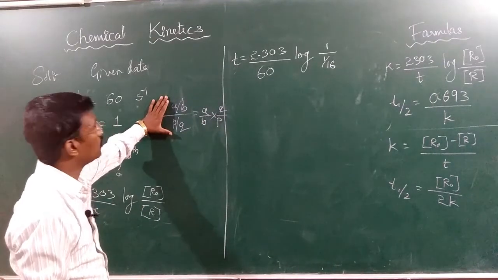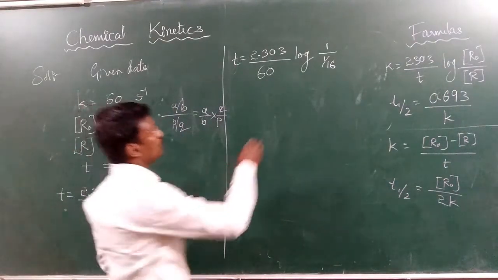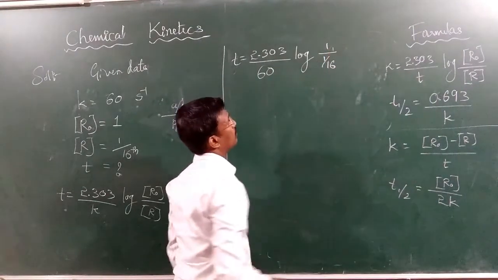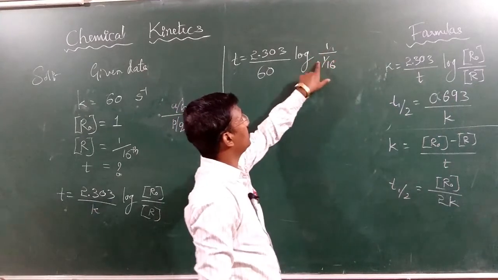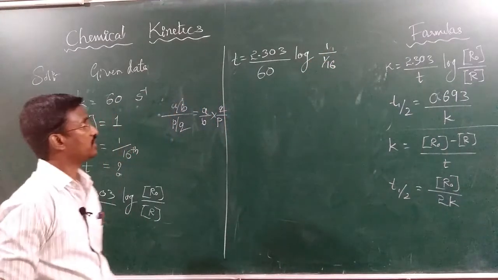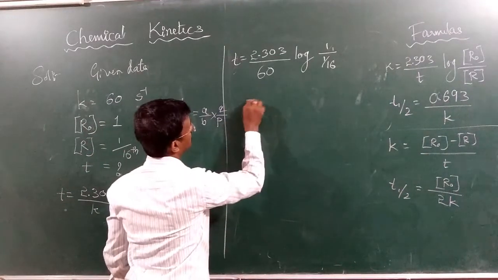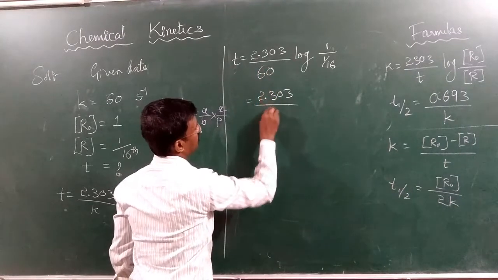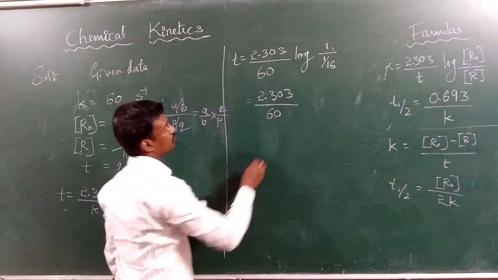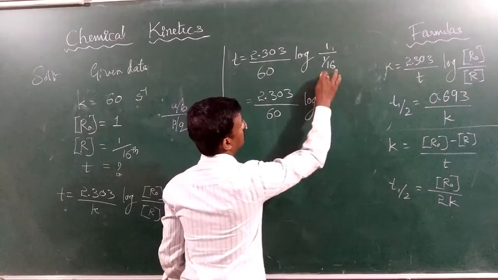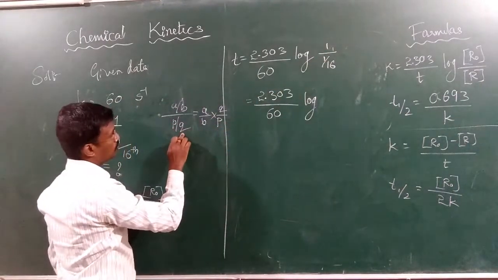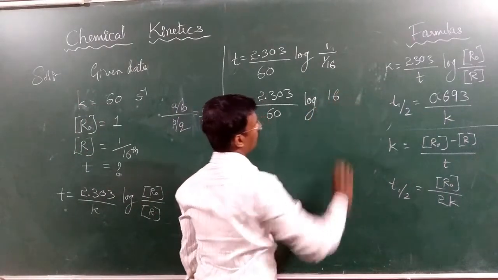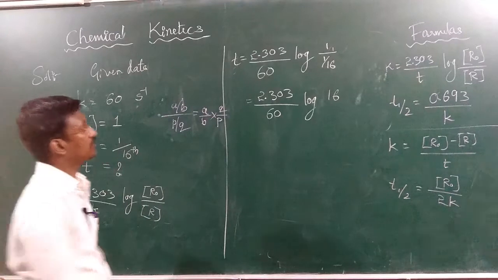I would like to remind you, based on this, below 1 nothing is there, which means it is understood that 1 will be there. So 1 divided by 1, and the whole divided by 1 by 16. Therefore, here we have 2.303 divided by 60, and log of 16 comes to the upside. Q is 16 here, Q is coming up. Therefore, 16 divided by 1 is understood, log 16.